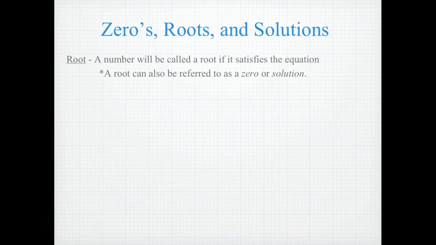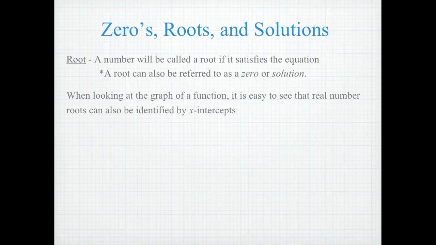Now a number will be called a root if it satisfies the equation. So a root can also be referred to as a zero or a solution. As previously stated, those 3 terms are all interchangeable: root, zero, and solution. Now when looking at the graph of a function, it's easy to see that real number roots can also be identified by x-intercepts. So wherever you have a real number solution, graphically you can identify x-intercepts. Complex roots do not cross the x-axis.